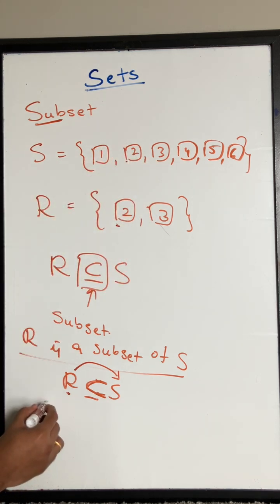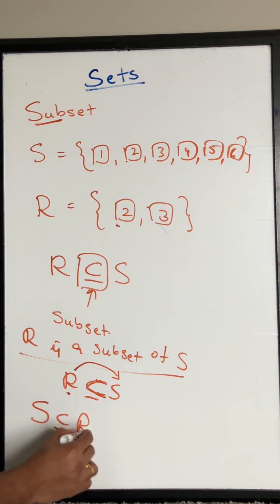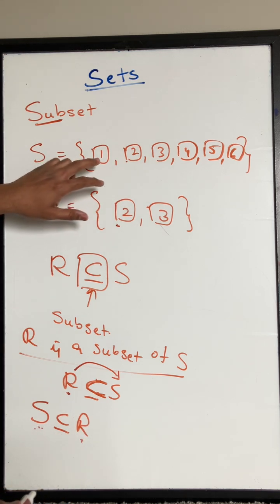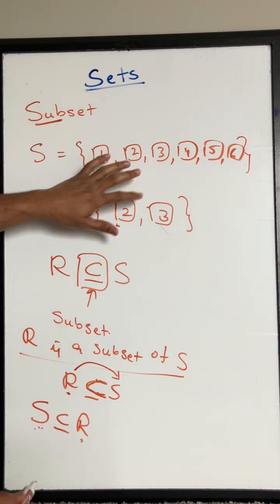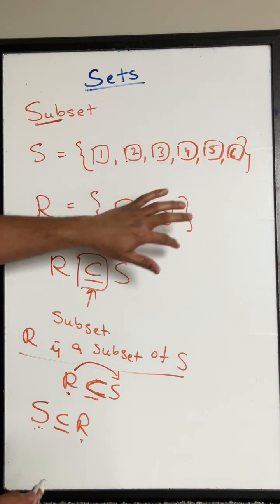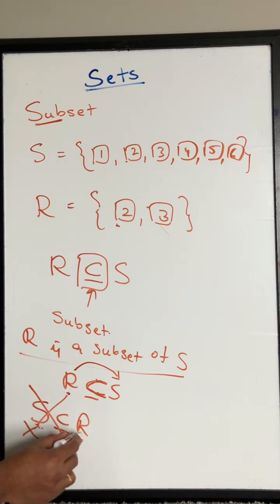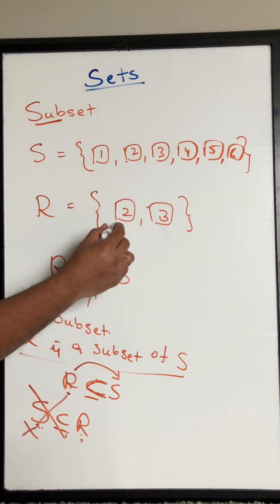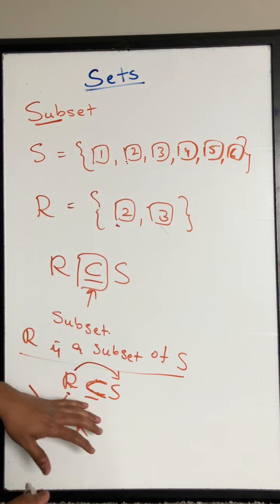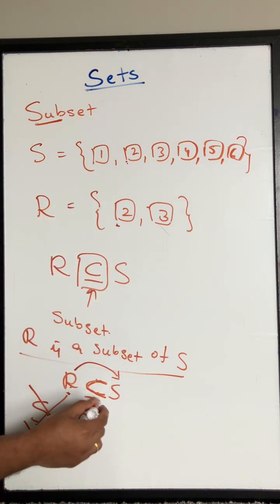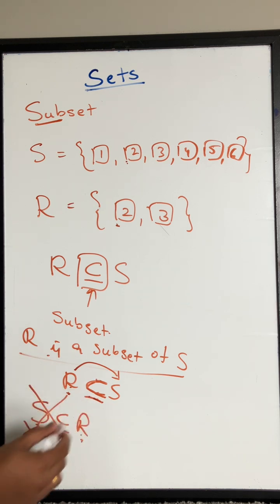Can we write S is a subset of R? What it means is every element in S should be there in R. If I pick 1, it's not there. 2 is there, 3 is there, 4 is not there, 5 is not there, 6 is not there. So we can't write this, because every element in S is not there in R. But we can write this: every element in R is there in S. So R is a subset of S. That's how we denote it, how we read it, and this is the symbol for subset.